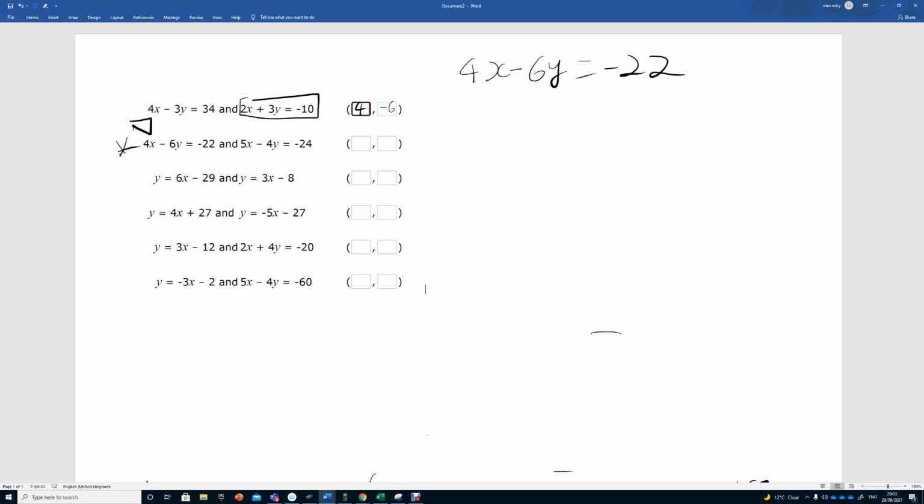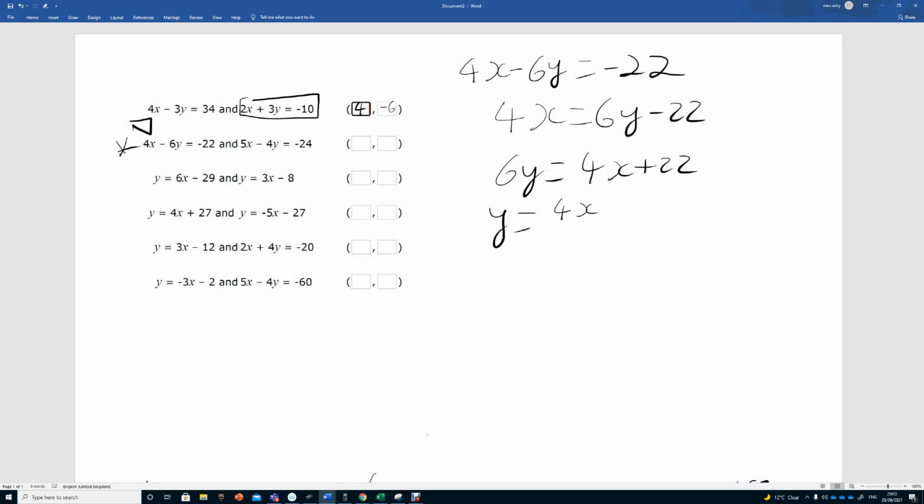So what we're going to do is get y the subject. Firstly, I would take minus 6y over. So I've got 4x equals 6y minus 22. Take the minus 22 over, 6y equals 4x plus 22. Divide both sides by 6, y equals 4x over 6 plus 22 over 6. So now I've got an expression for y.